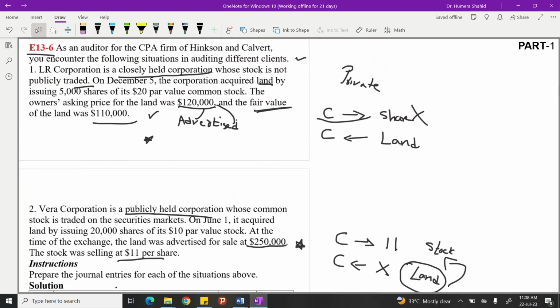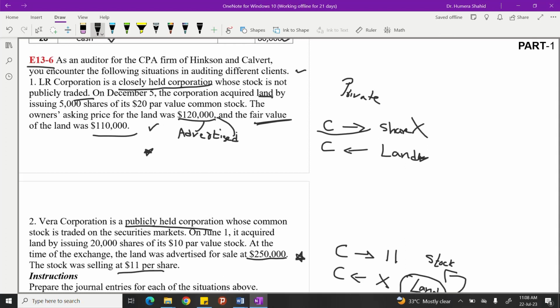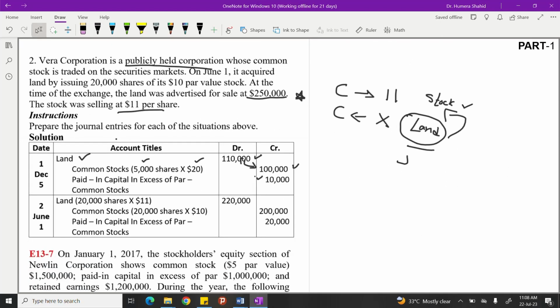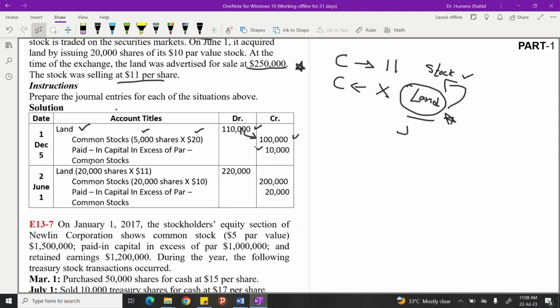In the previous case, we recorded the land with its fair value because the consideration given up's fair value was not there. Now, in this case, the land will be recorded with the fair value of consideration given up, because the land's fair value is not given. So land gets debit: 20,000 shares are issued, fair value of the share is 11, so 220,000. Common stock gets credit with its par value, which is $10, 200,000, and the difference goes to paid in capital in excess of par, common stock.